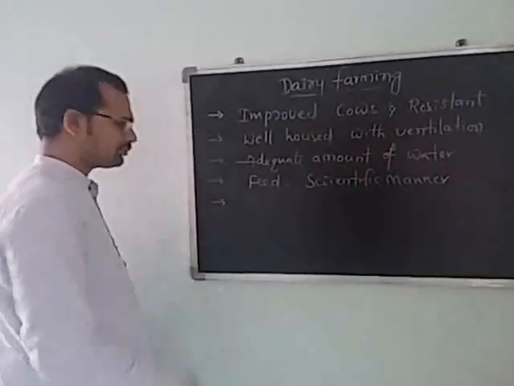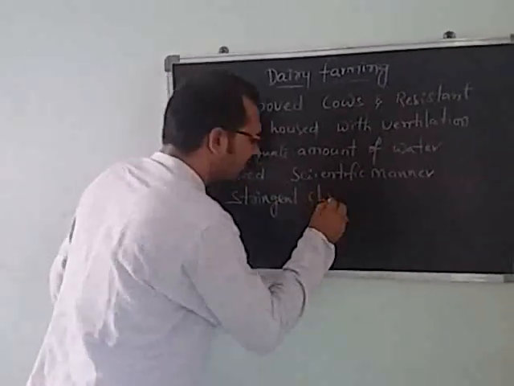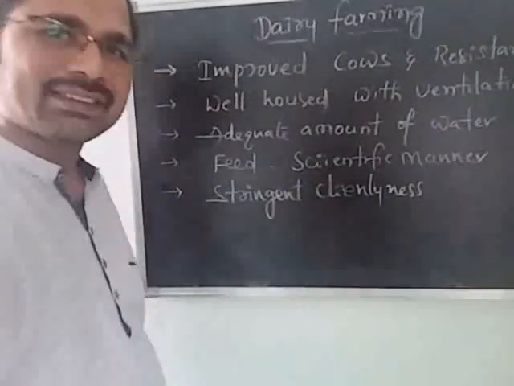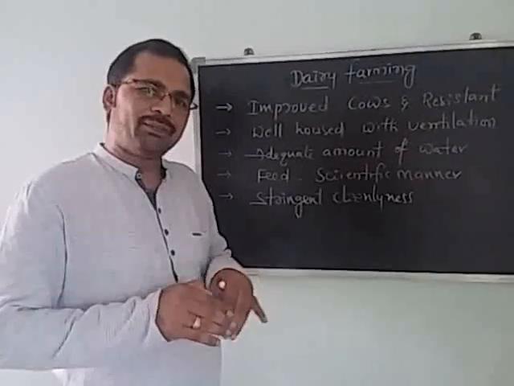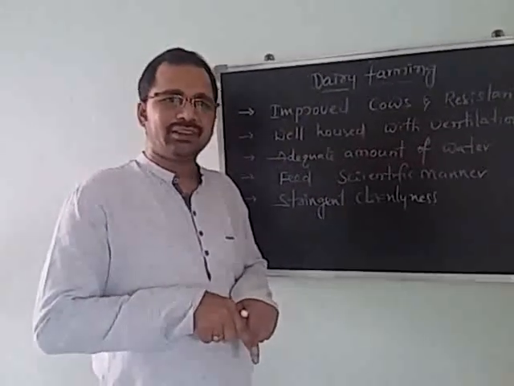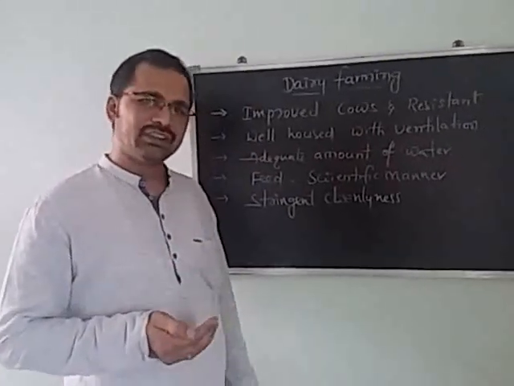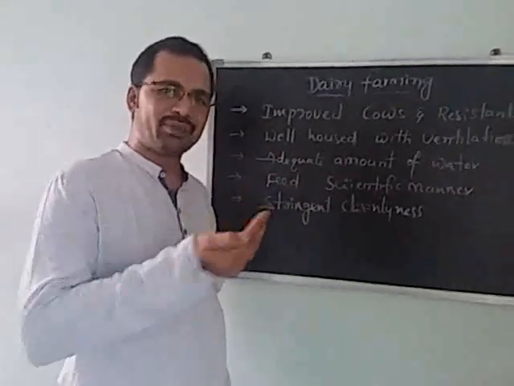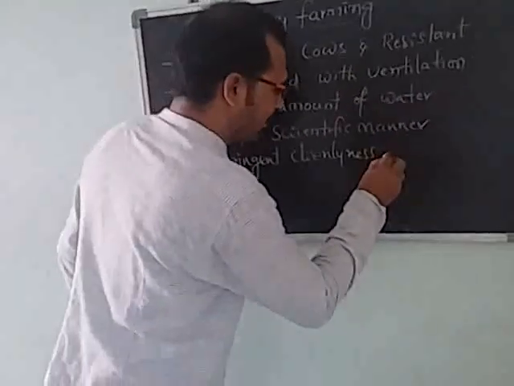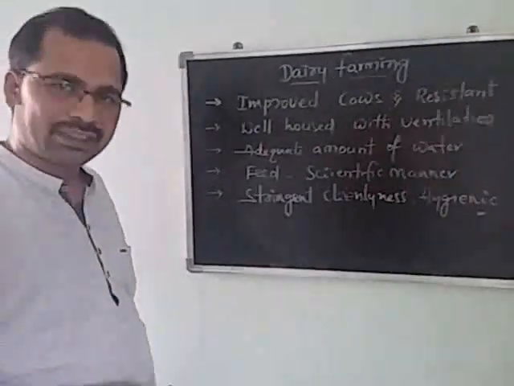Next, another one: stringent cleanliness. What is stringent cleanliness? In the dairy farm, strict cleanliness avoids microorganisms. That's why a disease free condition is observed inside. If there is no cleanliness, the cows suffer with many infections and yield will be reduced. That's why stringent cleanliness is very important. It maintains hygienic condition in the dairy farm.